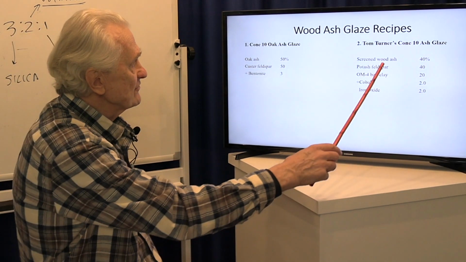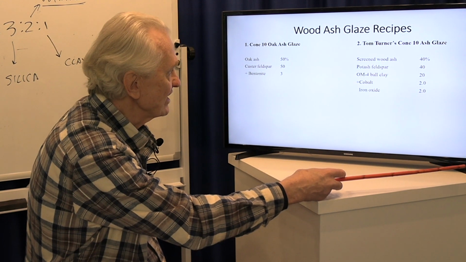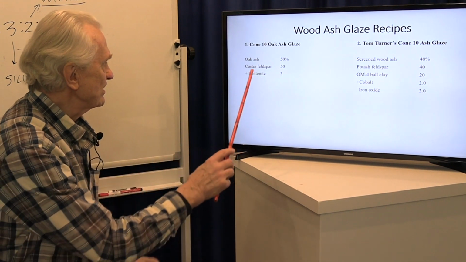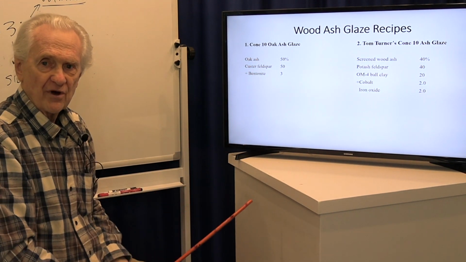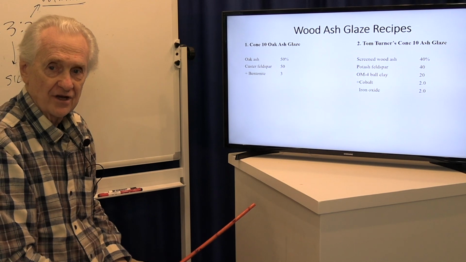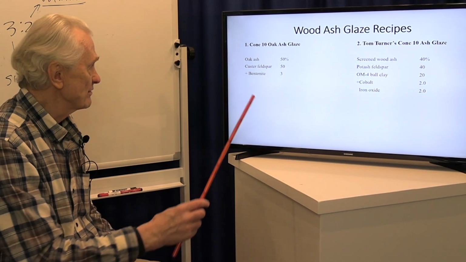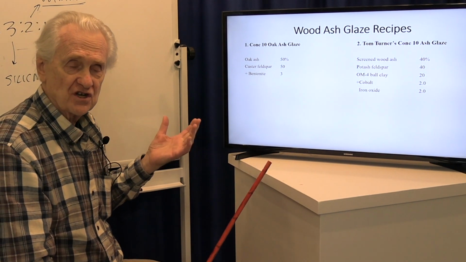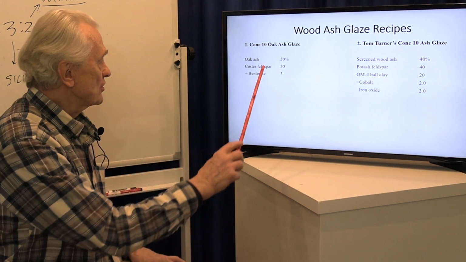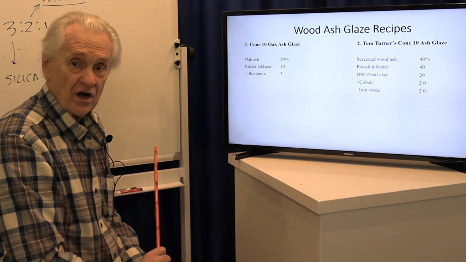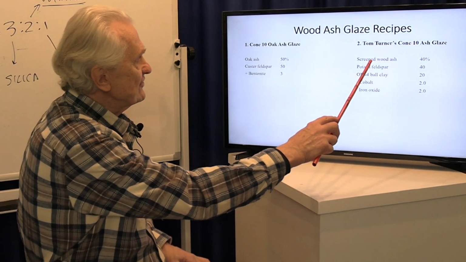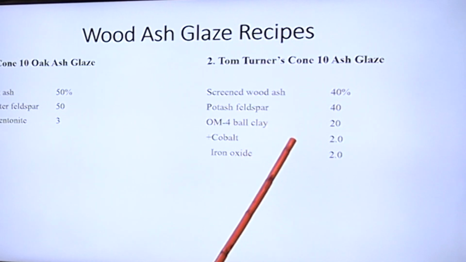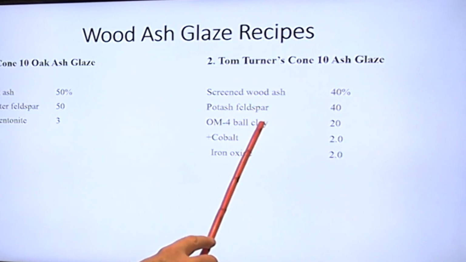And then we have one of Tom Turner's cone 10 ash glaze recipes. Sometimes people will put in these different comments. You notice here they didn't specify whether it's washed ash or unwashed ash. Some people mention that, some people don't. So we don't know. Because we talked about the changes that occur in the composition of the ash, there could be significantly different results if it was washed or unwashed. So you have to try it. In this case, he specified screened, but again didn't say whether it was washed or unwashed. But now he's got all three of those common ingredients: wood ash, potash feldspar, and ball clay.